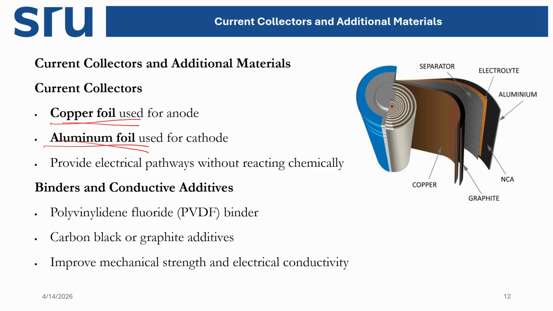The binder and conductive additives are used when we are making the slurry or coating the cathode or anode material. What we do is take the cathode material, then add a white powder compound called PVDF, polyvinylidene difluoride. Then, to increase the conductivity and make the slurry good, we use carbon black, and then we make a paste of it. Then we coat it on the current collector.